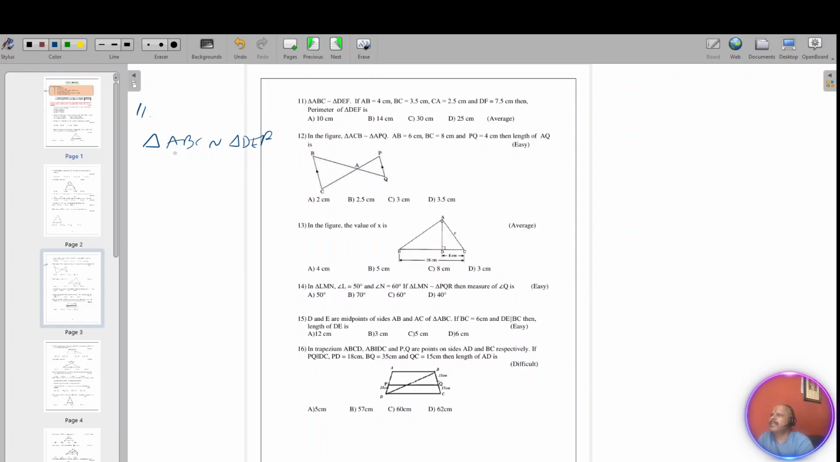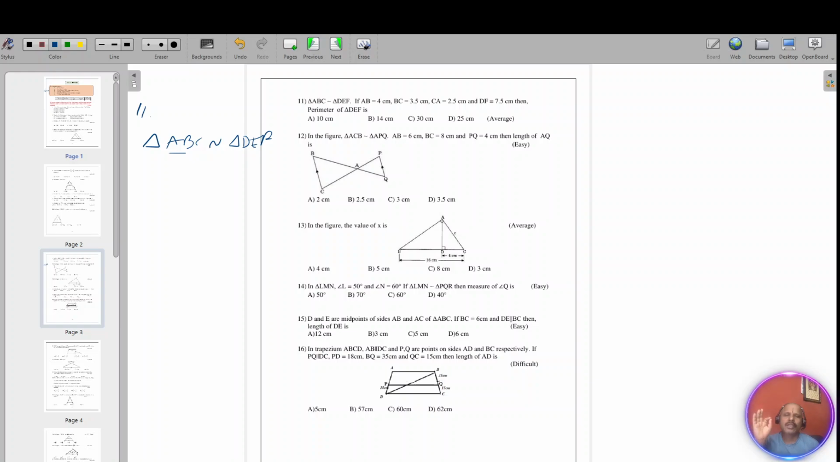AB, BC, CA is given. So all three sides of the triangle ABC are given, and DEF has only one side given, the second side. They asked the perimeter of DEF. It's very important, so don't just add the sides of ABC and say the perimeter of DEF is the same.